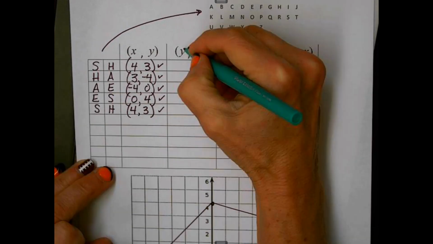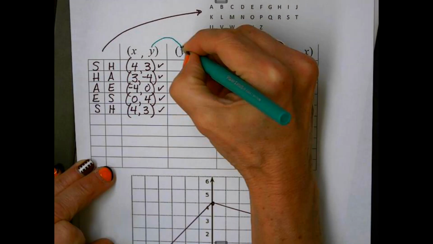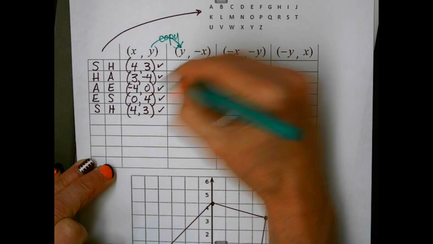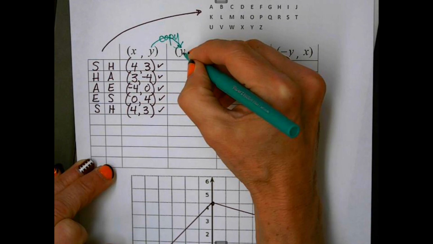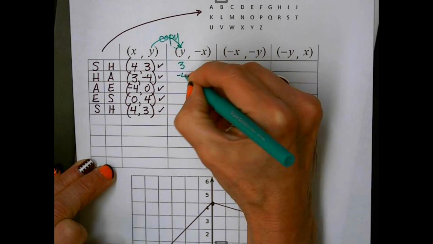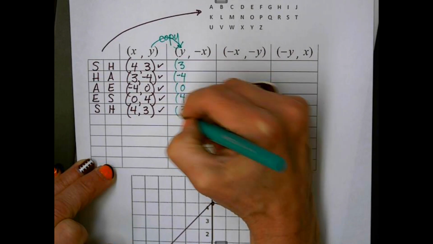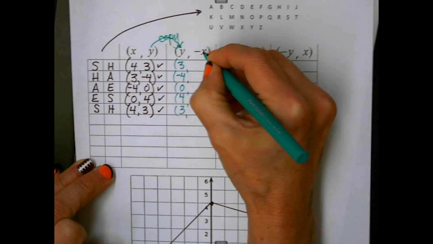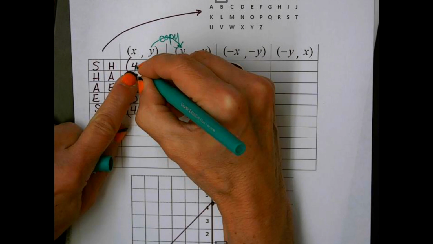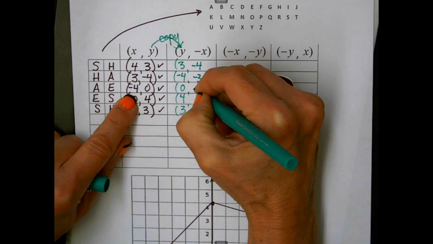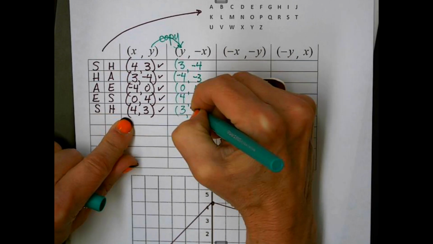And I'm using a new color. All you have to do is copy your Y's. See how it says Y and Y? So I copy those straight down. Now my new Y is the opposite of X. So I'm going to go straight down, opposite of X. Those are my new ordered pairs.